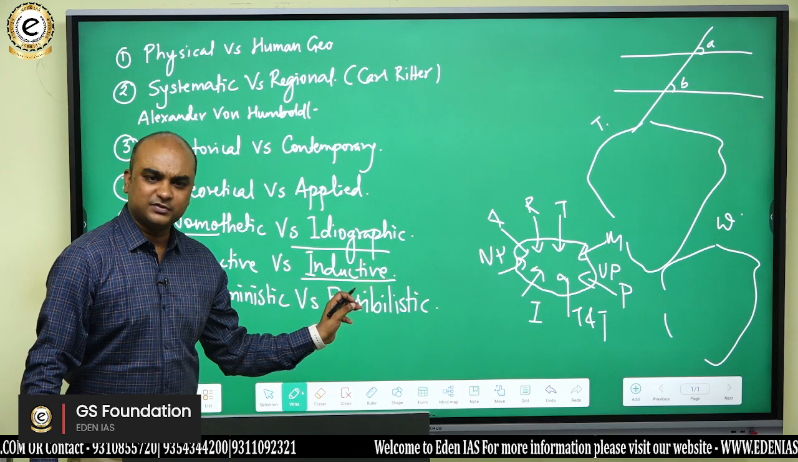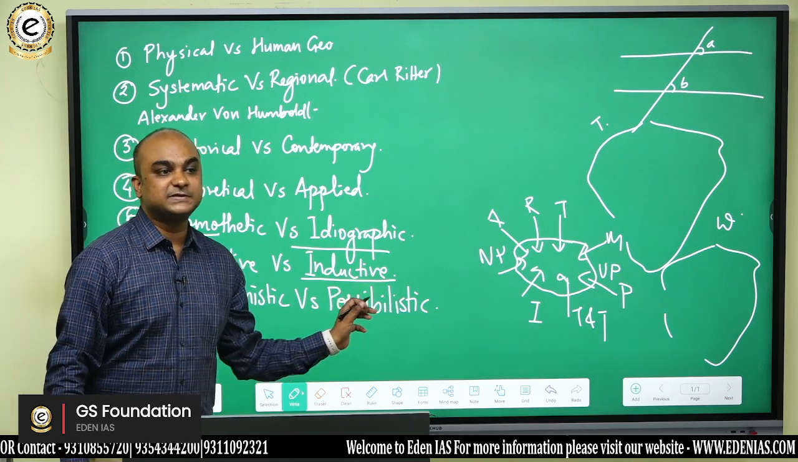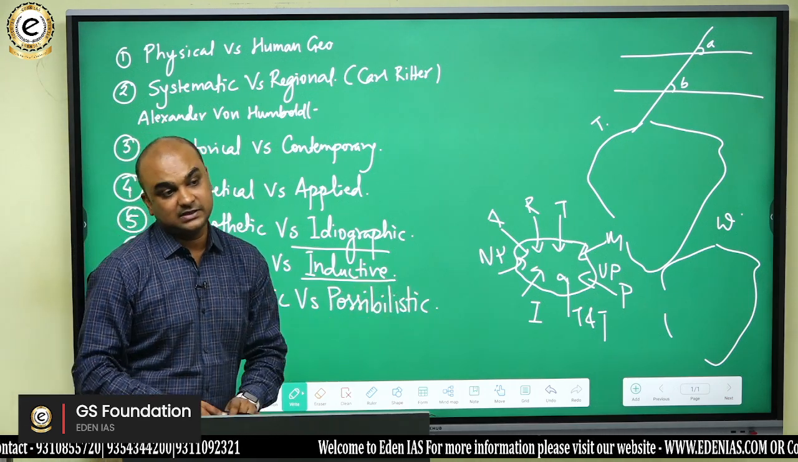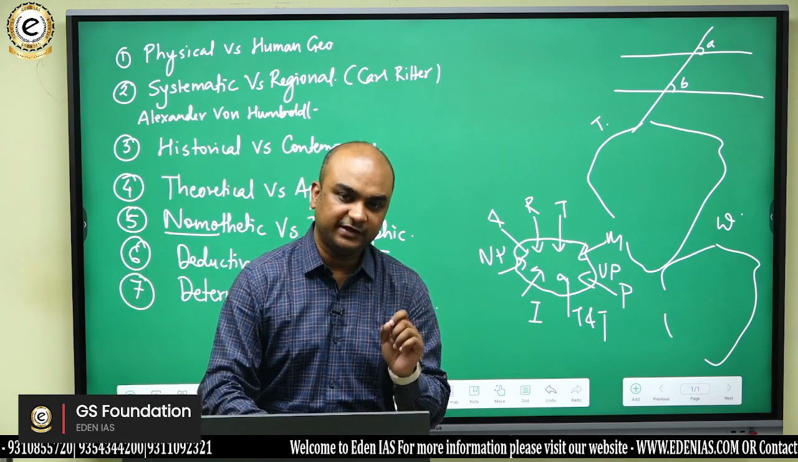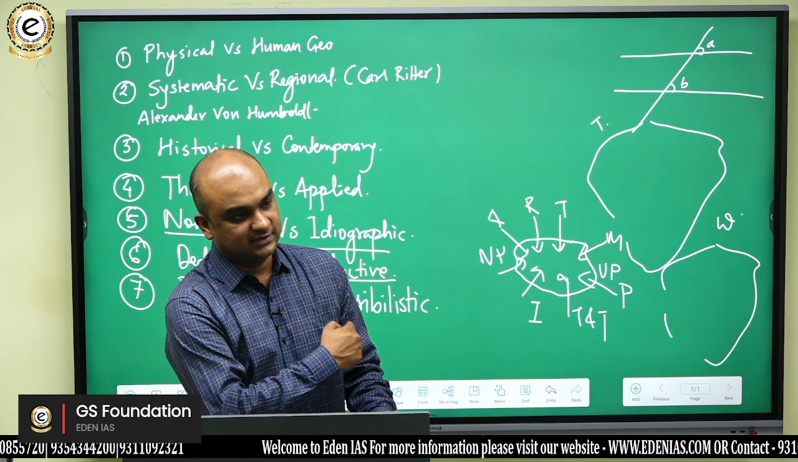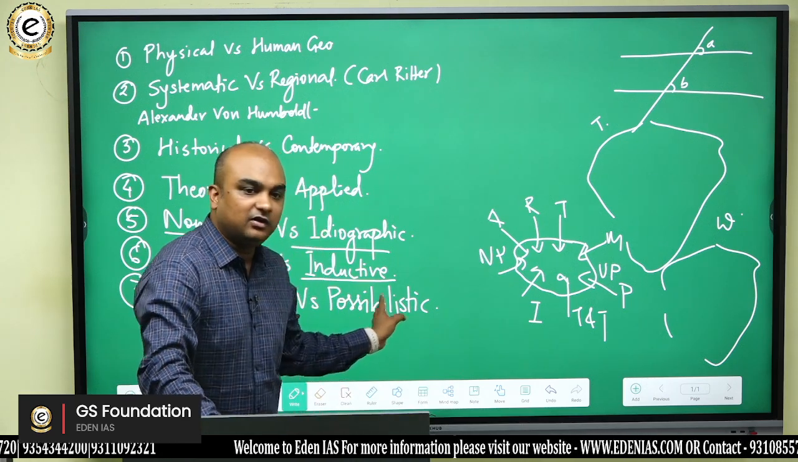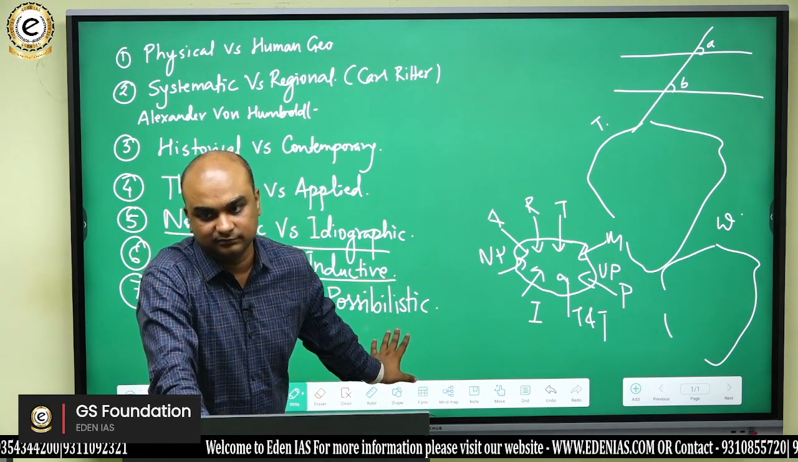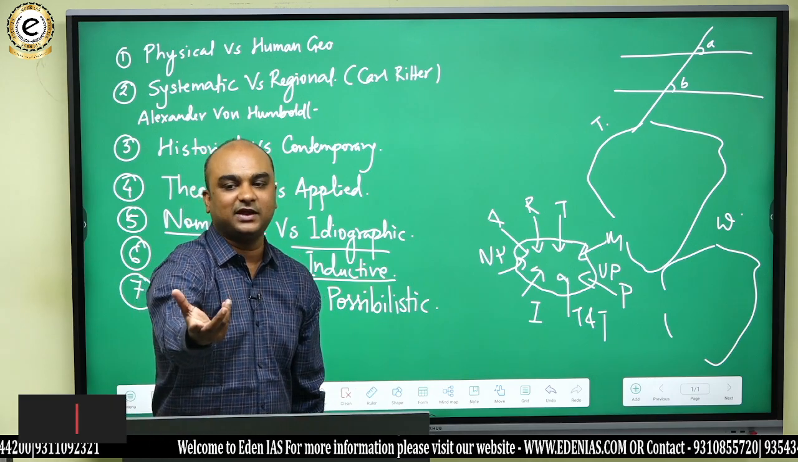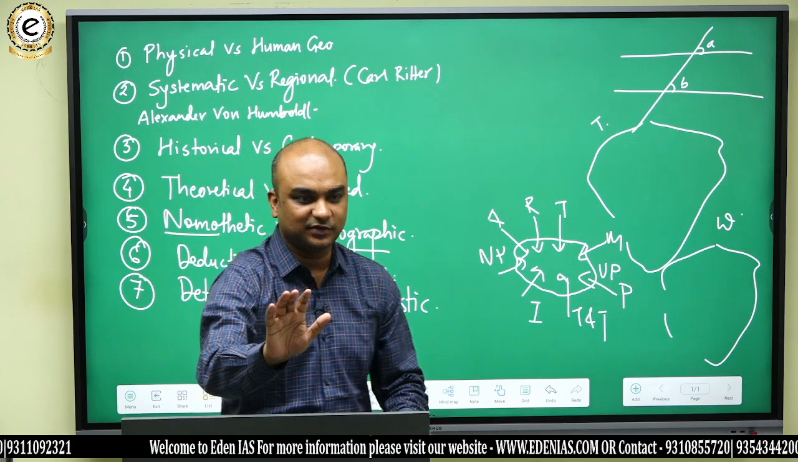In its complete opposition, there is another school which is the possibilistic school, and Vidal de Lablache, the famous French philosopher and geographer, is the progenitor of this school. Now, what is possibilism? Possibilism, possibility का मतलब क्या होता है? मतलब chance है. You understand that?